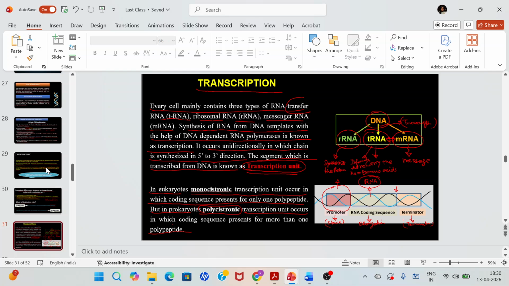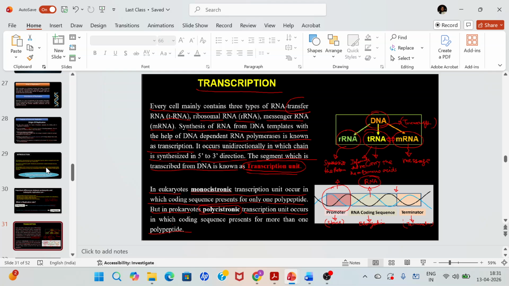Synthesis of RNA from DNA templates with the help of DNA-dependent RNA polymerase is known as transcription. It occurs unidirectionally, in which the chain is synthesized 5 prime to 3 prime. The segment which is transcribed from DNA is known as the transcriptional unit. So that will be called what? Transcriptional unit.